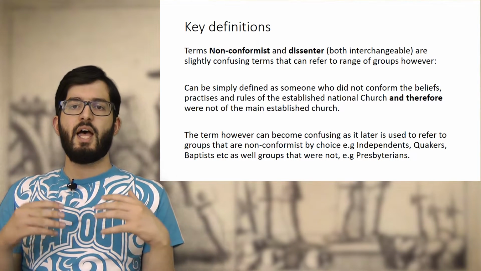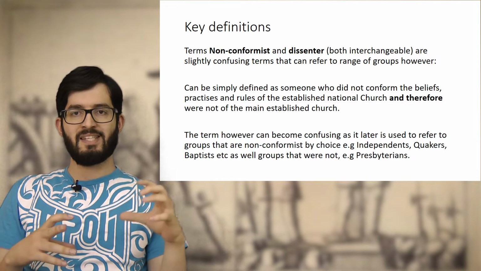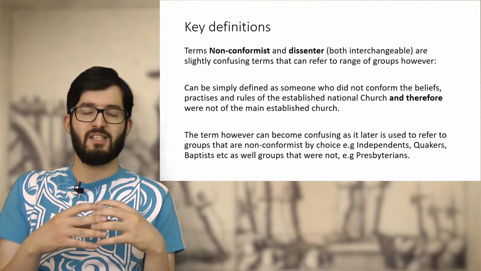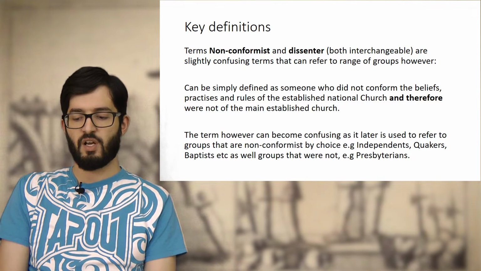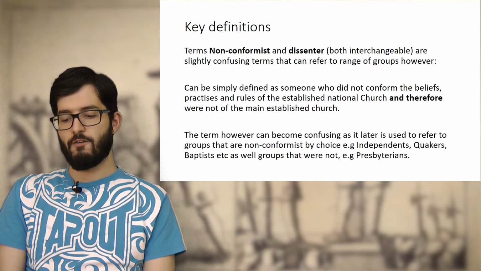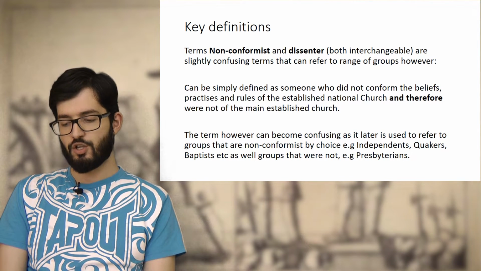So essentially, a non-conformist or dissenter is not part of the main established state church, or in this particular instance, as a confessional state, the established Church of England. And as I say, that can be because they don't conform to the beliefs, the practices, all the rules, and so as a result, they're not part of the main church.